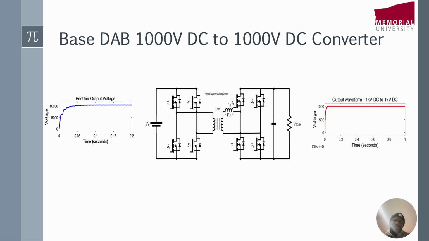It is also important to note the parameters we took into consideration, like the transformation ratio for the dual active bridge, the transformer used for the dual active bridge, and also the leakage inductors, which are shown as LX in the circuit.